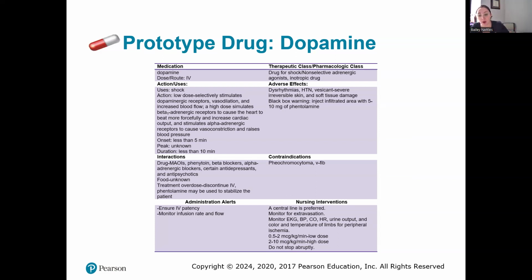Central lines preferred. Monitor for extravasation. Monitor EKG, blood pressure, cardiac output, urine output, peripheral ischemia. These are your low and your high doses. Do not stop it abruptly. Once again, we have to wean it.